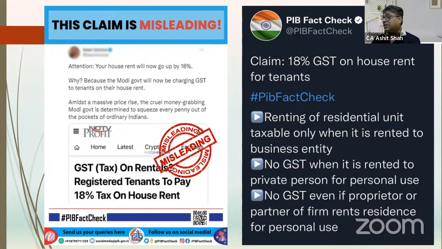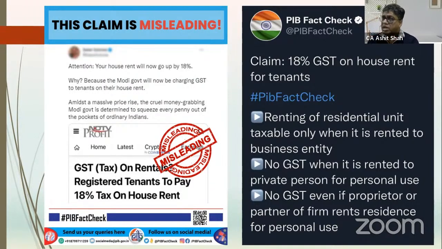Yes, it was right, because every registered owner, though he is a proprietor carrying on business and therefore registered under GST, when he is using the premises for his own residential accommodation, since he is registered, he has to discharge the tax liability under RCM, and that will increase his rental cost. So there was a lot of hue and cry.